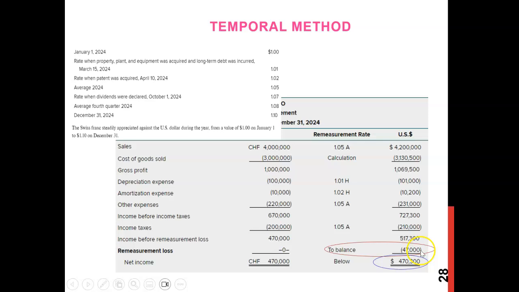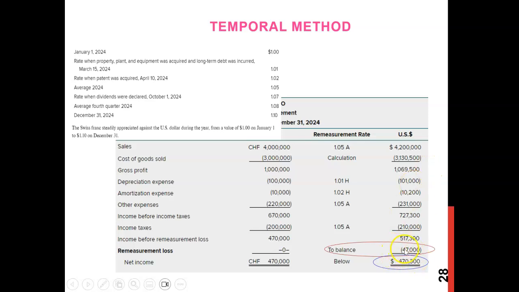So to balance this net income number and make it equal to our composite net income number, we have to plug in something here. And we have to plug in a negative number because our converted net income is actually higher than our composite net income. Composite net income is what we got based on the composite retained earnings. Since we have to subtract a number to reach the composite net income number, we will call it a remeasurement loss.